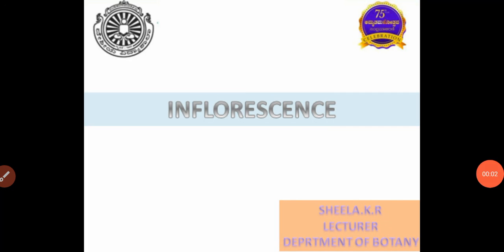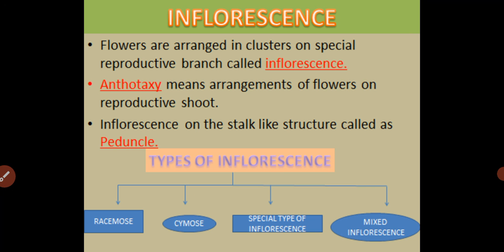Good morning students. In this class I am going to discuss with you about inflorescence. Inflorescence is the arrangement of a cluster of flowers on the reproductive branch. Anthotaxy means arrangement of flowers on the reproductive shoot. The stalk on which the flowers are present is called the peduncle.